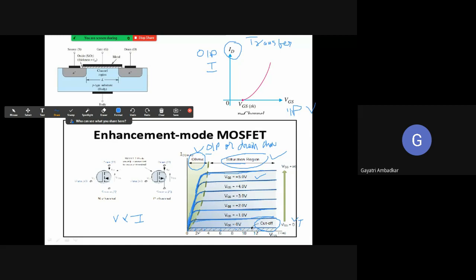Now you have observed that when you apply VGS greater than 0 but less than threshold voltage, look at the portion here. There is no current flowing. ID is on the y-axis. So what is the value of ID here? 0. ID is 0. So when VGS is less than the threshold voltage VT, there is no current. But when you start increasing VGS, the current increases linearly with VGS. When you increase VGS, the current increases. The more the value of VGS, the more the current. So this is the transfer characteristic.